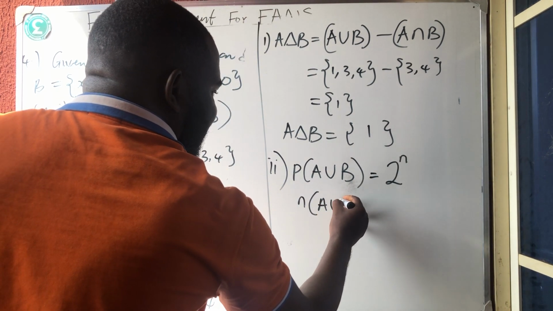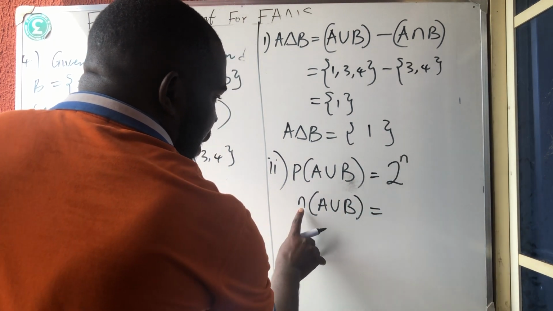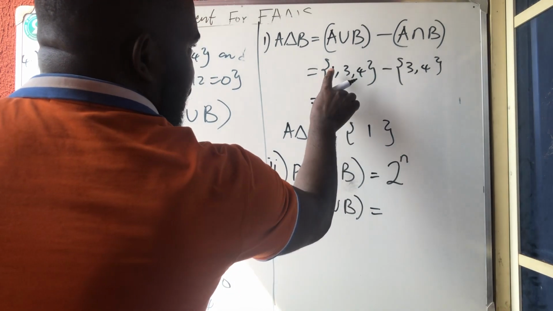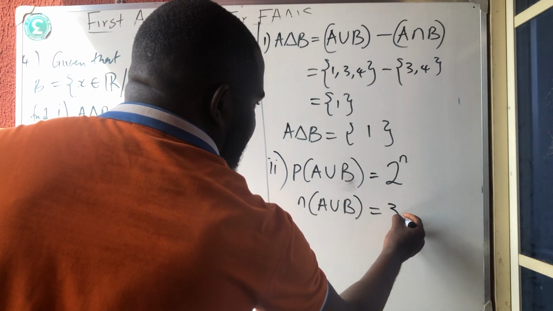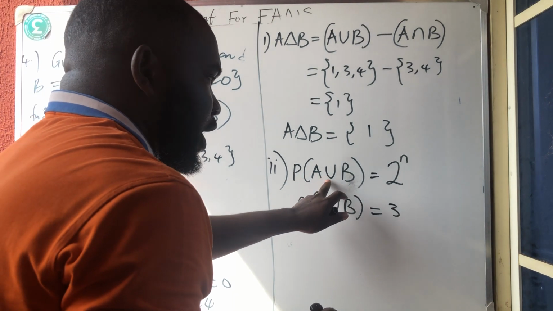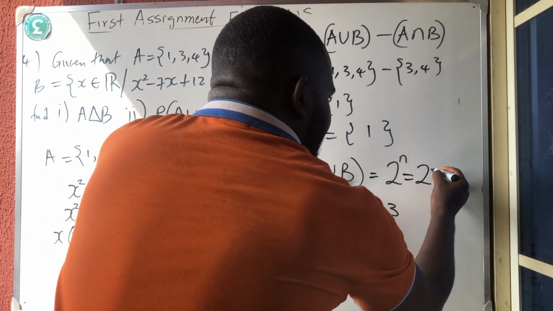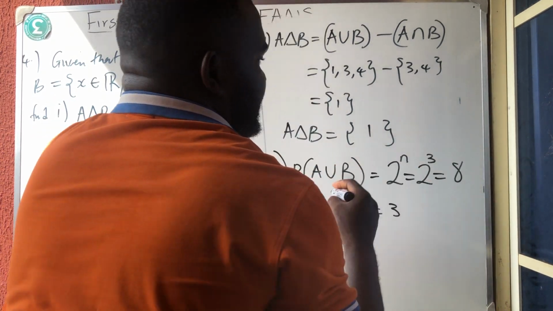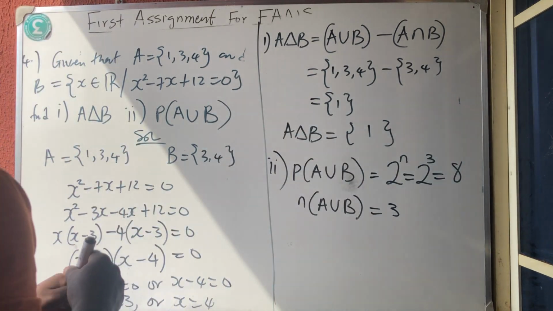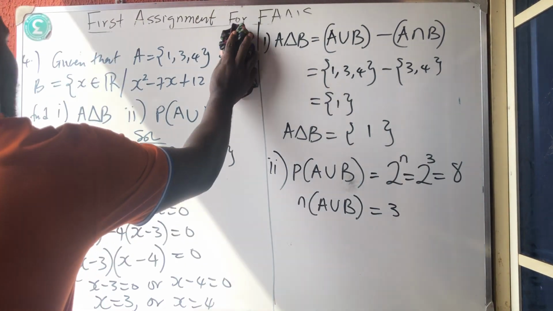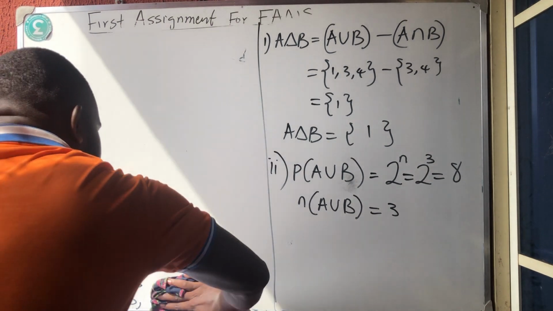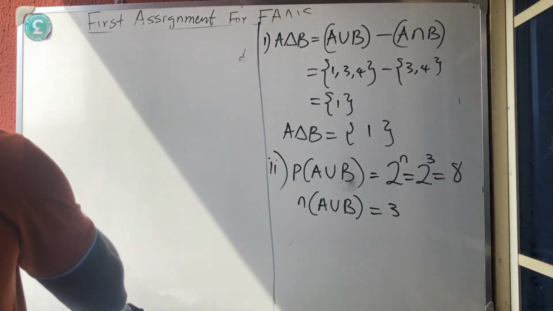The number of elements you are talking about, and the number of elements in A union B is 1, 2, 3. They have just 3 elements, so which means the power of A union B is simply what? 2 raised to power 3, which is what? 8. That is 2 times 2 times 2, okay. So we are done with question number 4. So let's move straight to question number 5.